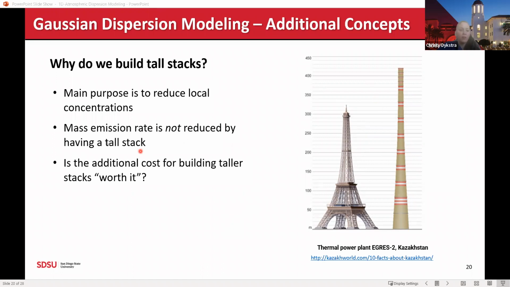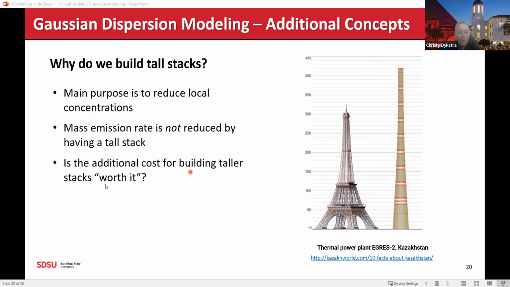Now, keep in mind that mass emission rate is not reduced by having a tall stack. What that means is we're still spewing the same amount of mass out here. It's just that we're mixing it a lot faster before it can hit the ground. So we're mixing a lot more, I should say, before it hits the ground. And so even though we're putting the same amount of pollutant out into the environment, we are hopefully mixing it with cleaner air before it gets to the populated areas of the ground.